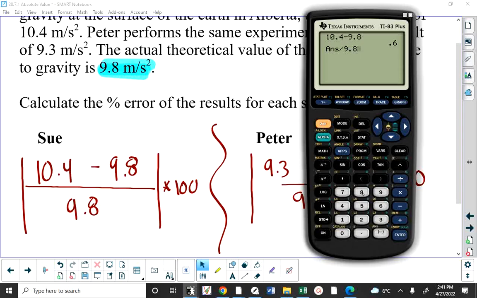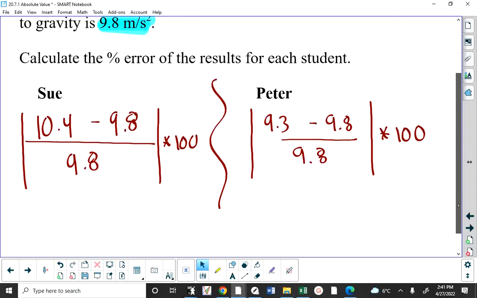You have to hit enter after the minusing unless you're willing to put brackets around the entire numerator. Okay, so for Sue's, when I calculate what's inside the absolute value signs, it's positive, so I don't need the absolute value signs. I just can multiply this by 100. So Sue is about 6.1% off.